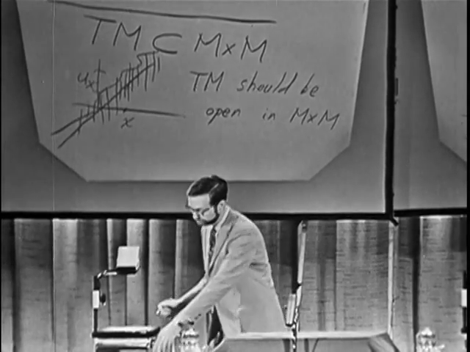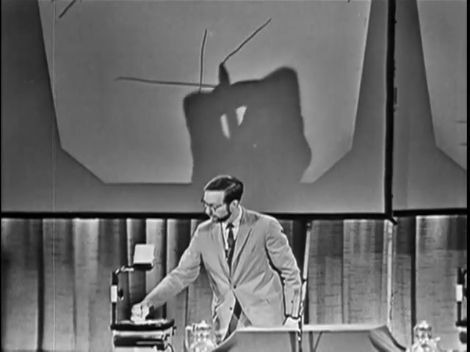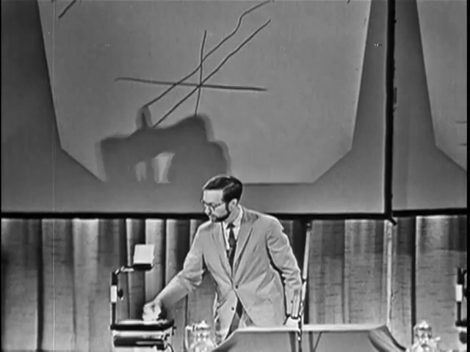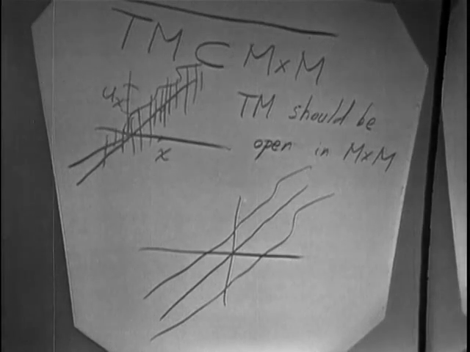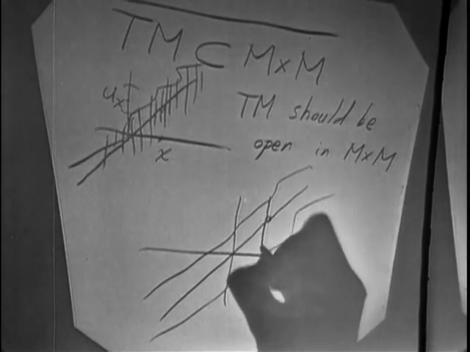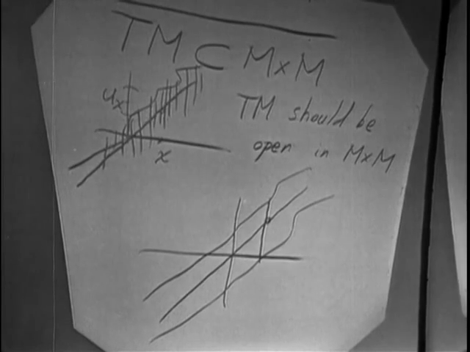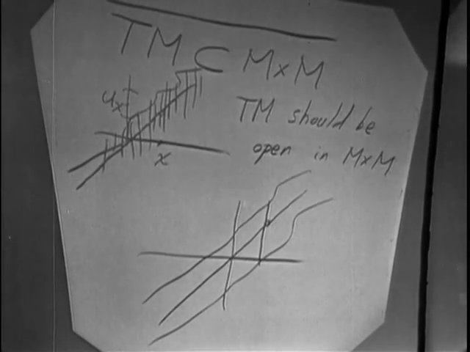Well, here is M cross M, the diagonal. We want to take a neighborhood of this diagonal chosen in such a nice way that for each point x, the corresponding vertical slice here will be a neighborhood of x which is isomorphic to the full Euclidean space.